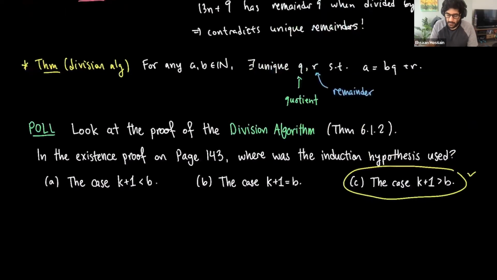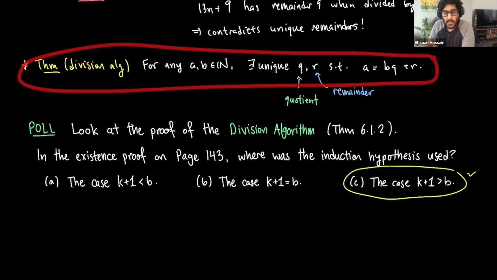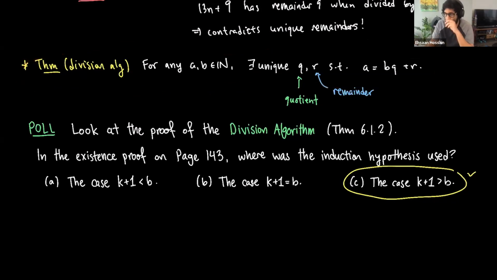What was I missing from here? What was I missing? Nice. Yes, I'm missing, I guess, two things. I should have said that Q is non-negative, and R is between 0 and B, not inclusive of B.